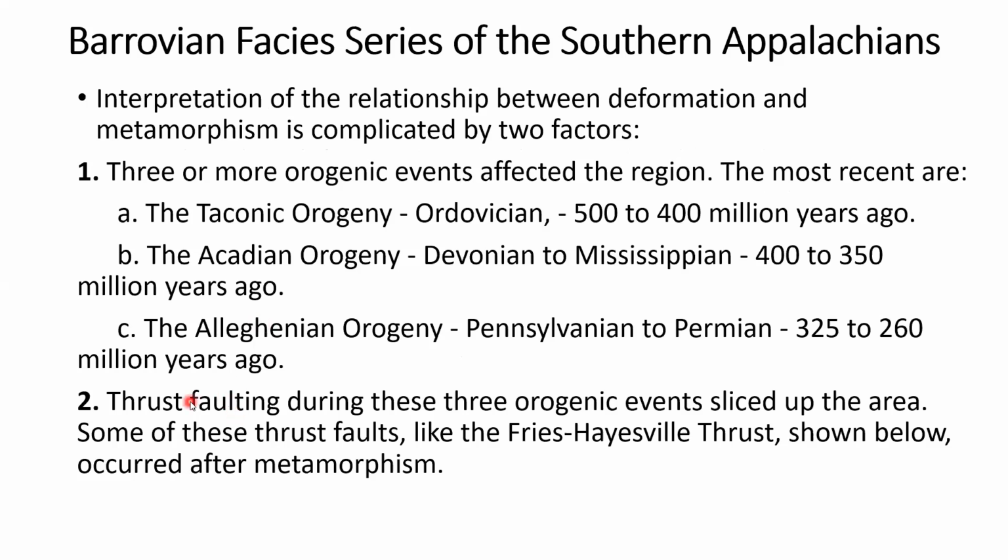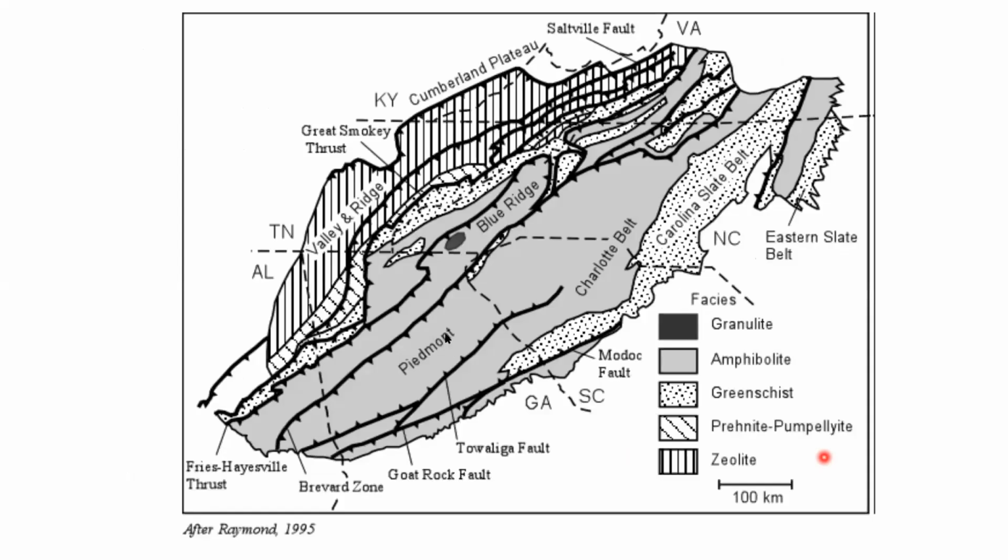So, in the second phase, what happened? The thrusting and faulting during these orogeny events sliced up the area, and some of the thrust faults, like the Fries Hevel thrust, is where the metamorphism occurred. We'll be seeing the Fries Hevel thrust again in this map. Apart from that we have so many thrust and belt zones here. We have the Gortrock faults, Thovalia faults, and Breville zones, and we have the Saltville fault and the Great Smoky thrust.